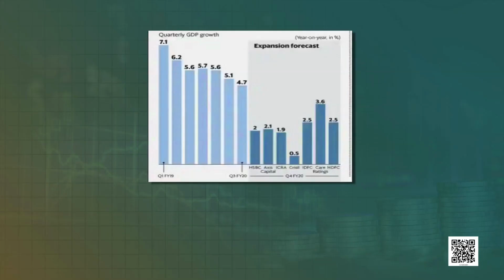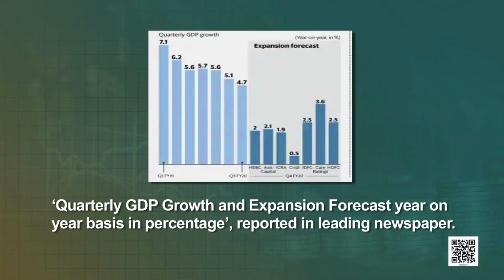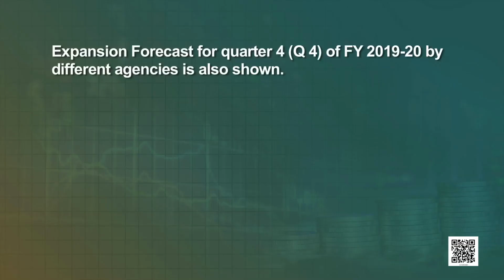Learners, you can see in the diagram quarterly GDP growth and expansion forecast on a year-on-year basis in percentage, reported in a leading newspaper. GDP growth rate in quarter 1 of financial year 2018-19 was 7.1%. It came down to 4.7% in quarter 3 of financial year 2019-20. Expansion forecast for quarter 4 of financial year 2019-20 by different agencies is also shown. As per the Government of India, GDP growth rate decreases from 7.1% in quarter 1 of financial year 2018-19 to 3% in quarter 4 of financial year 2019-20.